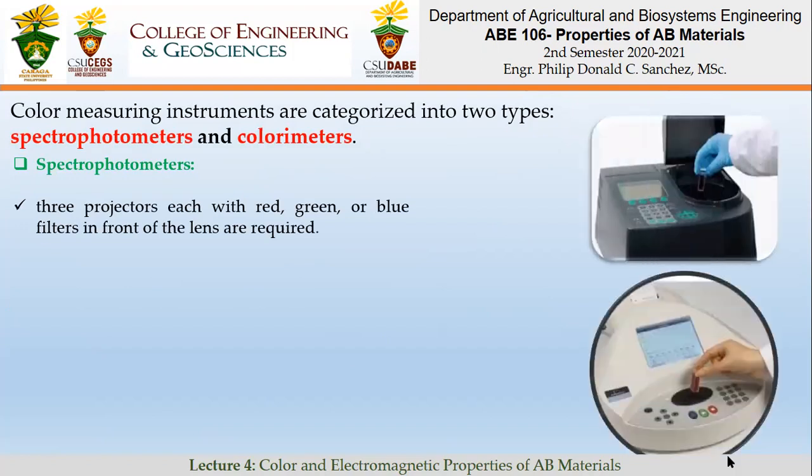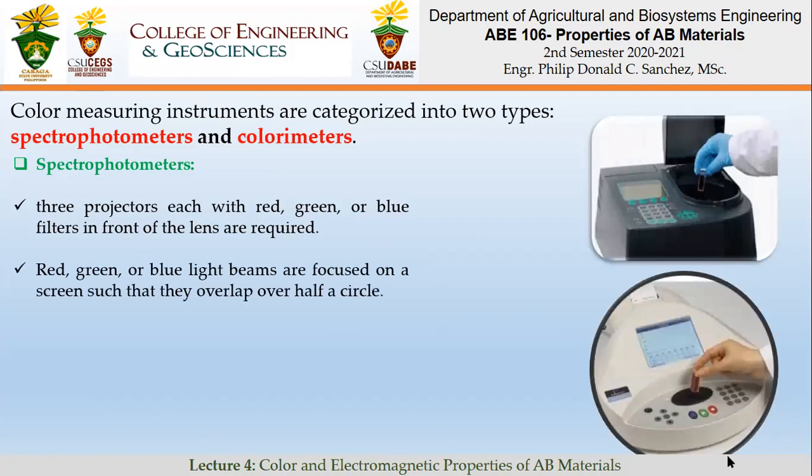This is how the spectrophotometer looks like. The red, green, or blue light are focused on a screen such that they overlap a circle. For example, there's the material and then there's a circular testing equipment. It's called a spectrophotometer. When you put the sample and the light flashes, the spectrophotometer will only get the values of the red, green, and blue. Why only red, green, and blue?